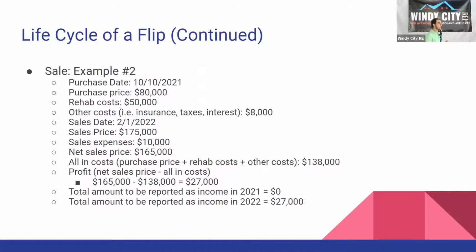which brings me to the next example. If you bought it, let's say 5 months later, October 10th, 2021, same facts, you bought it for 80, rehab 50, costs of 8, so you're in for 138, and then you sell it for 165 after all expenses. You still have a $27,000 profit, but in 2021, it's not reported as income because you didn't sell it in 2021. The IRS considers it inventory. But in 2022, you'll report the $27,000.